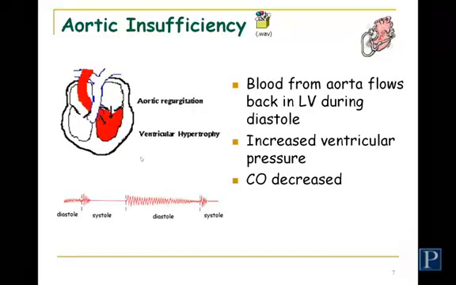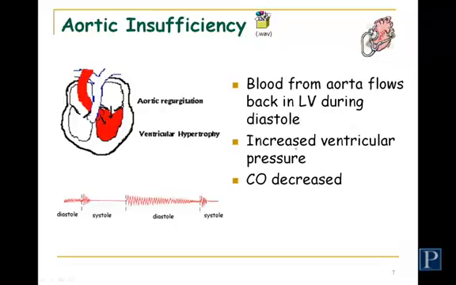It will create a diastolic murmur, which you see right here. Cardiac output can also be decreased with aortic insufficiency because effective stroke volume is decreased. A lot of what came out comes back, so it never makes its way out into the circulation. So cardiac output can be decreased with this condition.